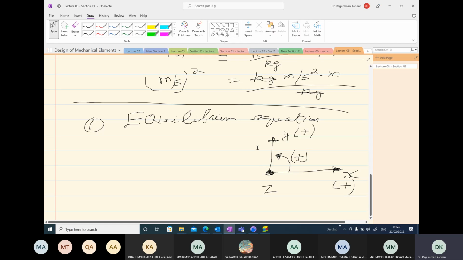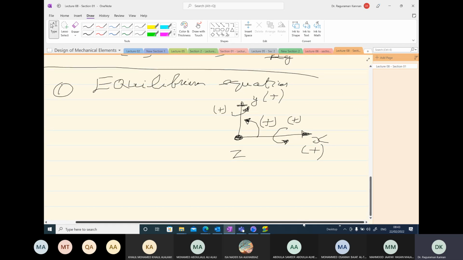So using the right hand rule, you can figure out the positive direction for the z-axis, and any rotation with respect to the x-axis can also be figured out by finding the direction. For example, with respect to the x-axis, this will be positive. And for the y-axis, the positive direction is this one. So in 3D, for writing equilibrium equations, these are the positive directions for moments and for forces. This is the first sign convention.